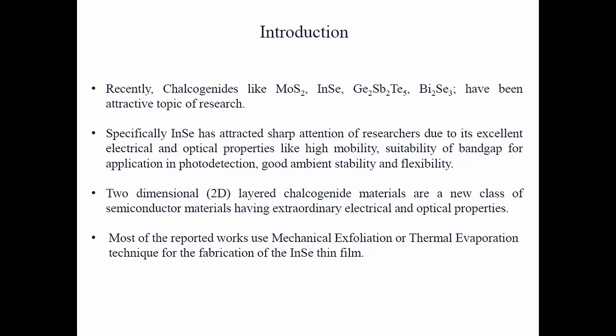So, this indium selenide is a chalcogenide material. Chalcogenide materials are the materials which have at least one chalcogen anion. Chalcogens means group 16 elements and one more electropositive element. So, these chalcogenide materials are a very attractive topic of research because of their excellent optical and electrical properties. So, recently these have been used in GST, and indium selenide has been used to make more efficient optical and optoelectronic devices.